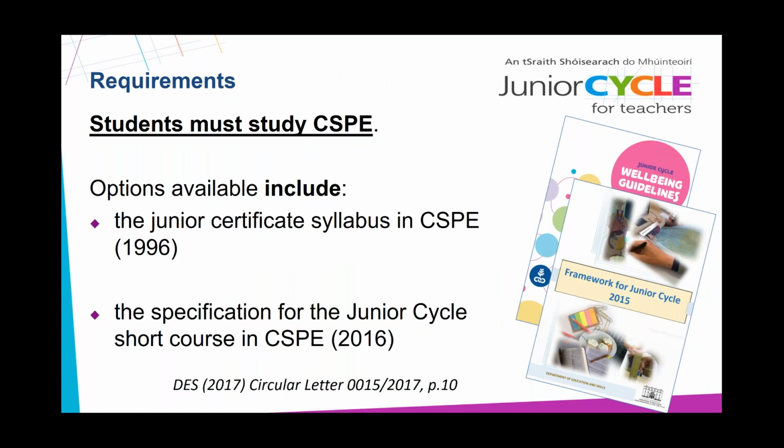So the options then for students studying CSP is that all students must study CSP as part of the new area of wellbeing. The options available to them are that they can continue to study the junior cycle syllabus of CSP, which was introduced in 1996, the 70-hour course, or they can study the specification for the junior cycle short course, which was introduced in 2016, or alternatively, they can study shorter units based on the learning outcomes of the wellbeing short courses, which are CSPE, PE, or SPHE.